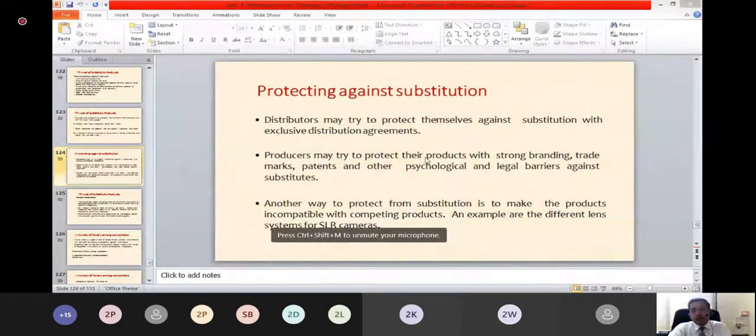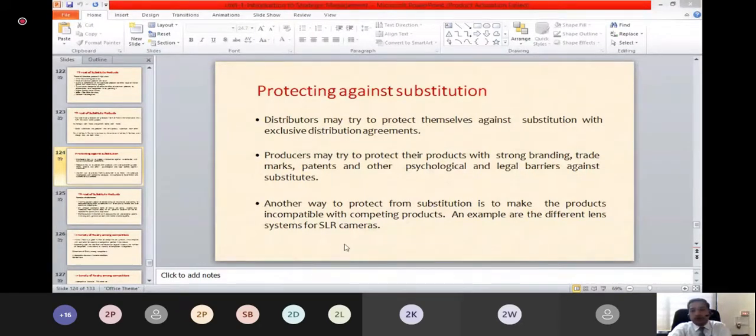Secondly, producers may try to protect their products with strong branding, trademark, patent, and other psychological and legal barriers against substitutes. So these legal barriers of substitution can be made use of, like patenting, copyright or trademarks, then strong branding, so that it cannot be copied by the competitors, and that can help to establish the brand in the market, which cannot be substituted by other similar products.